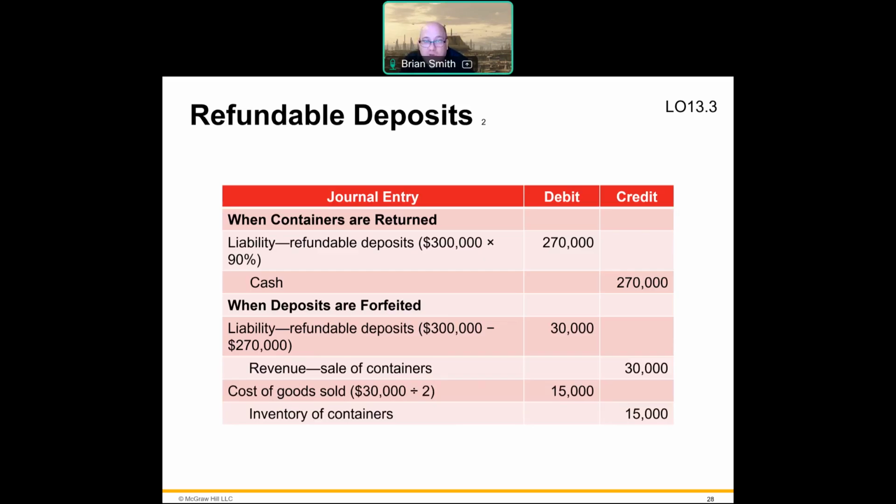We're going to debit that liability, credit cash. Yeah, we're paying them the money back. But when they forfeit it, we're going to have to call it revenue as though we sold those containers. So we're going to make our normal sale entry: debit the liability of the refundable deposits, because we've already got the cash, credit the revenue for the sales of the containers, and then take care of your cost of goods sold and inventory of containers.